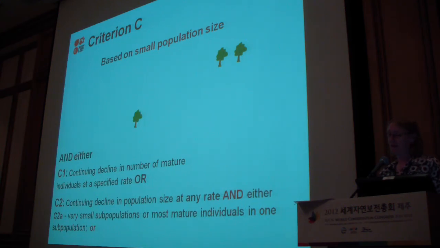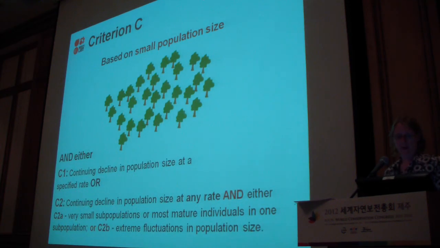That's all fine, but there is another sub-criterion under criterion C. So if you know that there's a small population size and there's continuing decline, but you don't know about the population structure, but you do know that there are extreme fluctuations going on in the population size. Remember, extreme fluctuation is a fluctuation with an extreme of a 10-fold increase or decrease between the maximum and minimum values. You can then use that final sub-criterion.